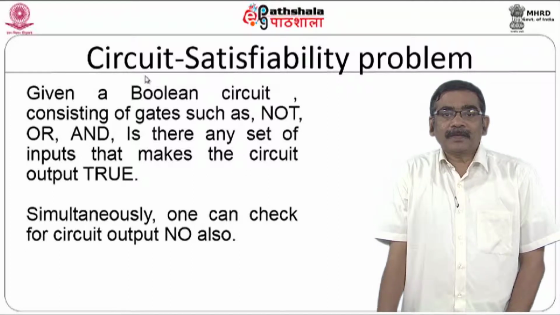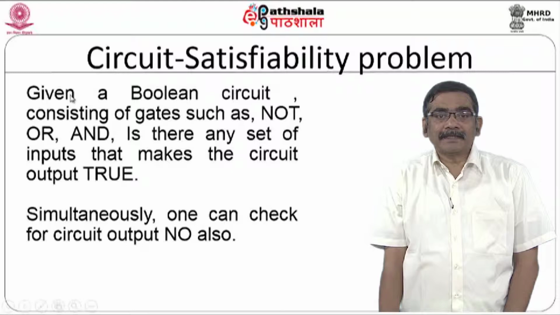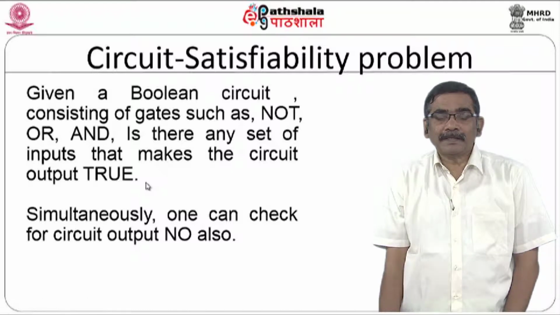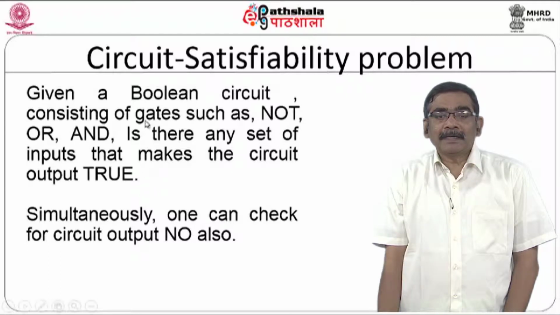The problem of circuit satisfiability is something like this: given a Boolean circuit, where the Boolean circuit is said to consist of various Boolean gates like not, or, and. The question is, is there any set of inputs that can make the circuit output true? If someone gives an assignment that makes the circuit output true, then the problem is said to be satisfied. Fine. What are the complications?